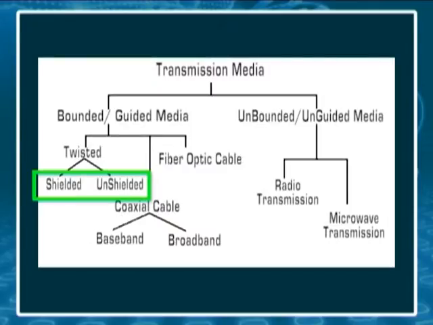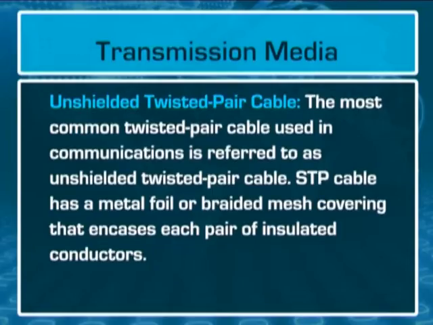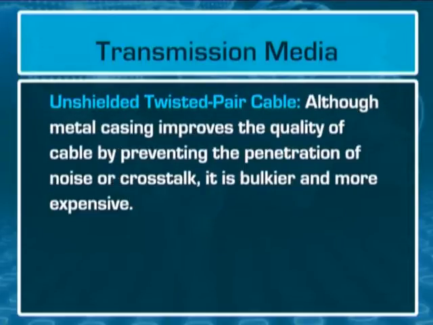Twisted pair is of 2 types: unshielded twisted pair cable and shielded twisted pair cable. The most common twisted pair cable used in communications is referred to as unshielded twisted pair cable. Shielded twisted pair cable has a metal foil or braided mesh covering that encases each pair of insulated conductors. Although metal casing improves the quality of the cable by preventing the penetration of noise or crosstalk, it is bulkier and more expensive.